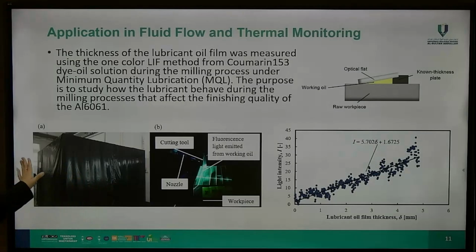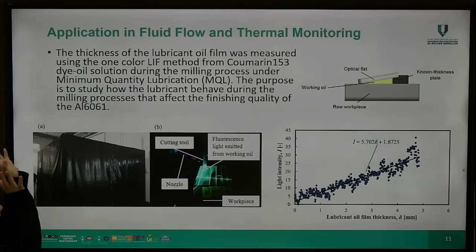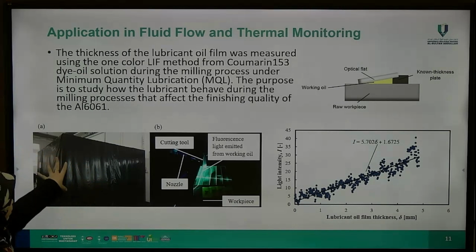We use a curtain-like sheet to avoid other light coming into the machining area, once we turn off the light.